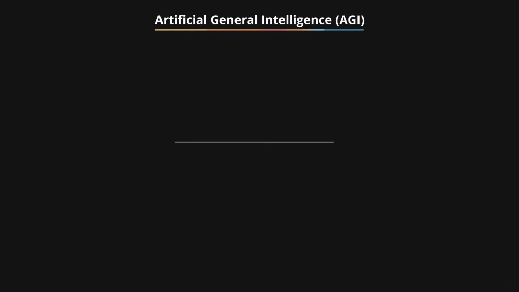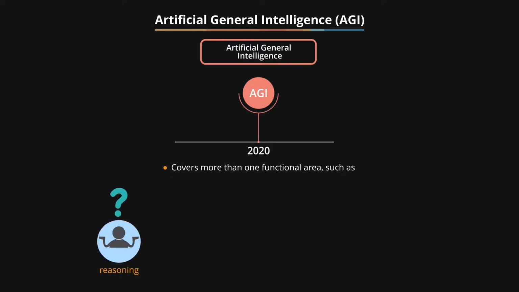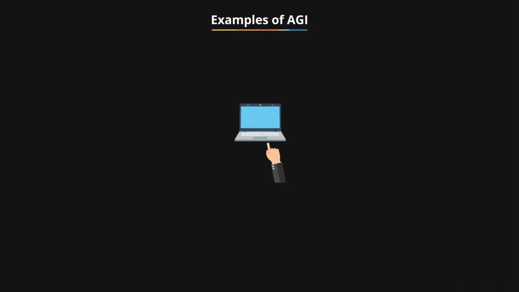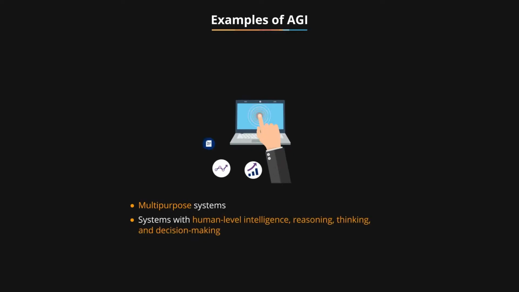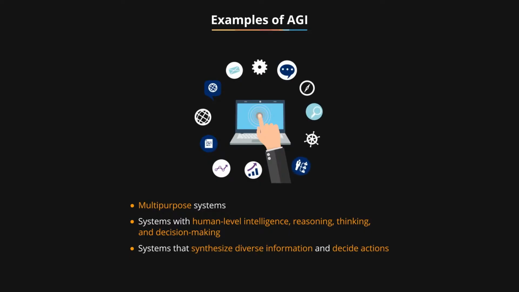The systems using artificial general intelligence, or AGI, cover more than 1 functional areas such as reasoning, problem-solving, and abstract thinking. Examples of AGI are multipurpose systems, systems with human-level intelligence, reasoning, thinking, and decision-making, and systems with the ability to synthesize diverse information and decide actions.